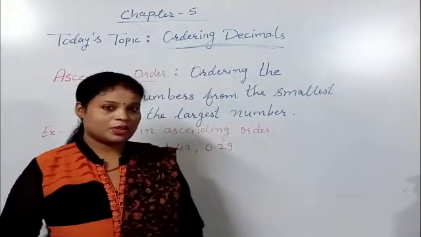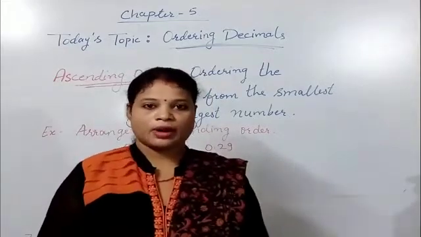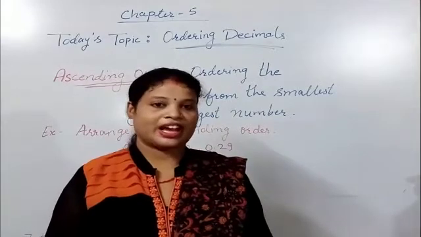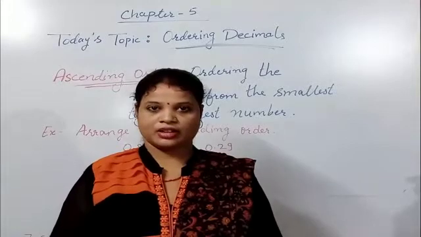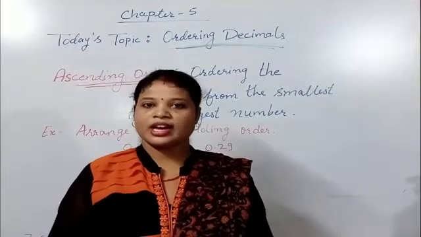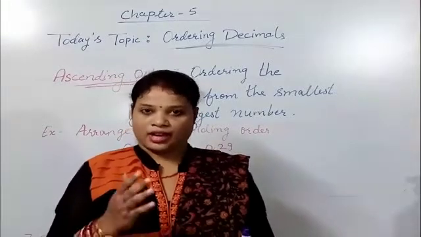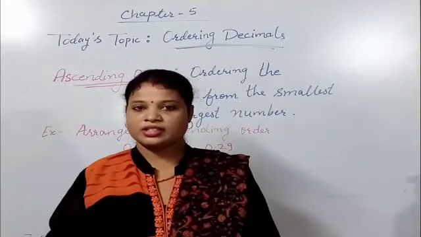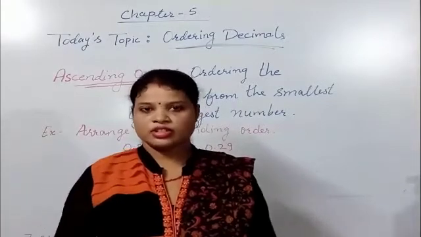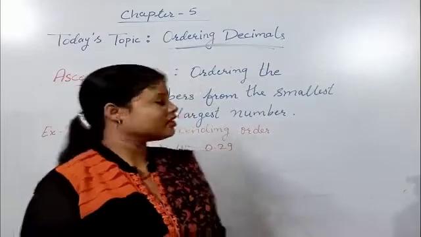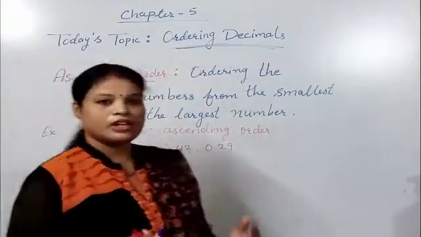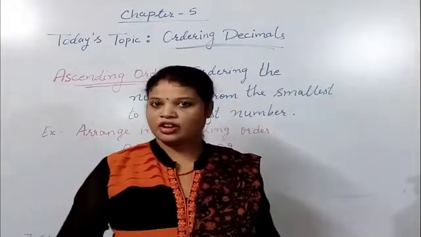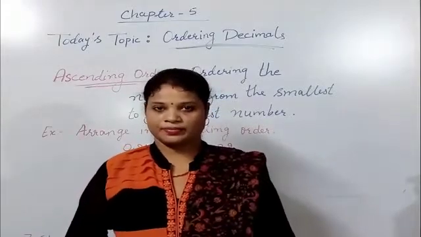So in my last video, we learned about comparing decimals, and today we are going to learn about ordering decimals. What is the meaning of ordering? Arranging either from smallest to greatest or greatest to smallest. So in ordering decimals, we'll see ascending order and descending order.